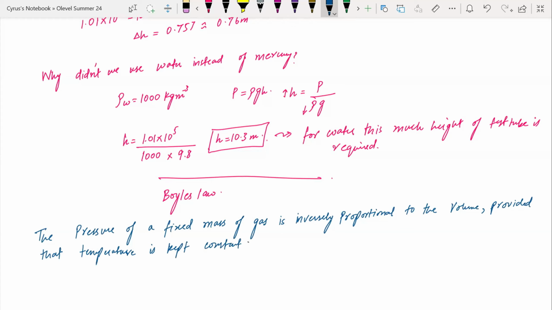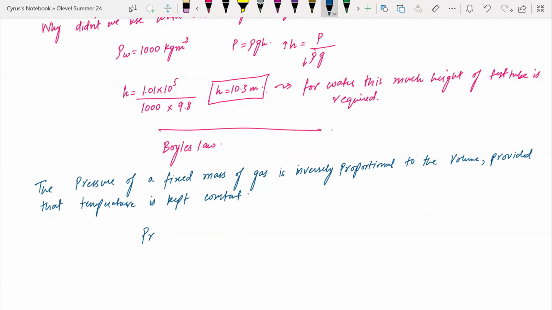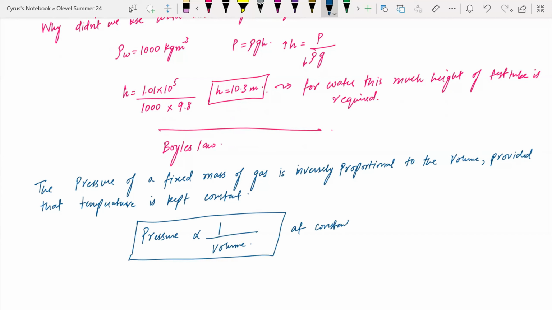मतलब आपके पास जो गैस है उसका प्रेशर इनवर्सली रिलेटेड है वॉल्यूम से, अगर आप टेम्परेचर को कांस्टेंट रखें. अगर आप प्रेशर बढ़ाएंगे तो वॉल्यूम कम हो जाएगा, टेम्परेचर कांस्टेंट है. और अगर आप वॉल्यूम बढ़ाएंगे तो प्रेशर कम हो जाएगा, लेकिन टेम्परेचर को आपने कांस्टेंट रखना. सो प्रेशर of a gas, which is a fixed mass of gas, is inversely related to the volume. ठीक है, the condition is that it should be at constant temperature. Remember that.